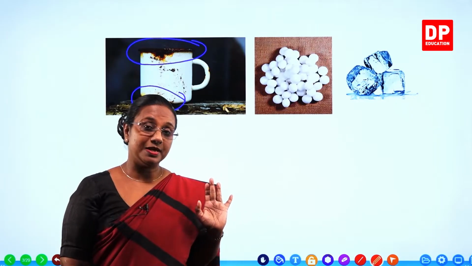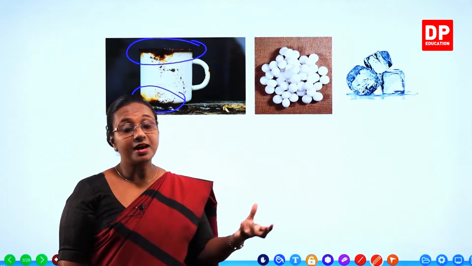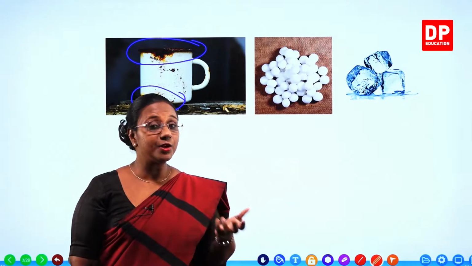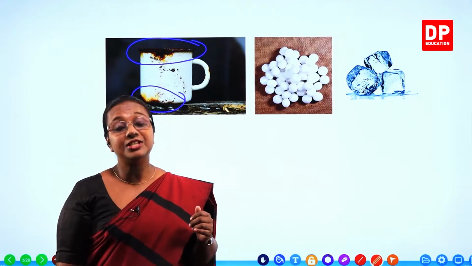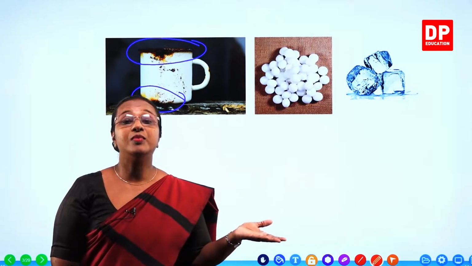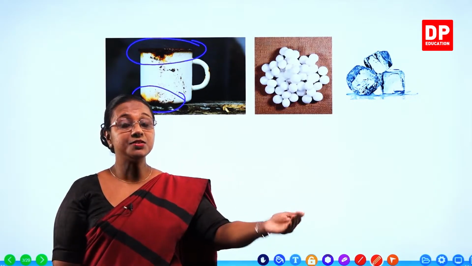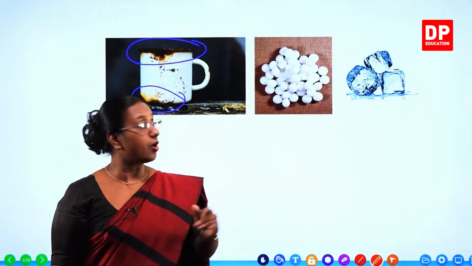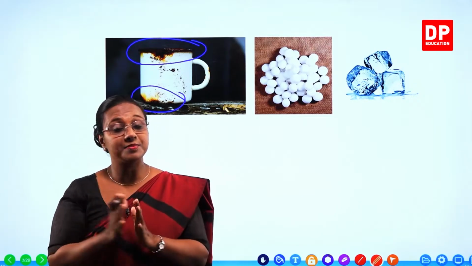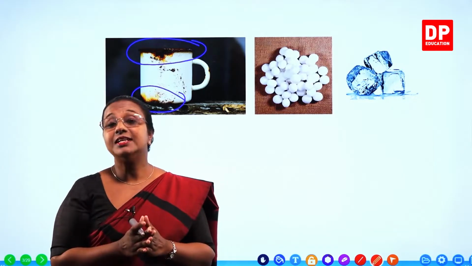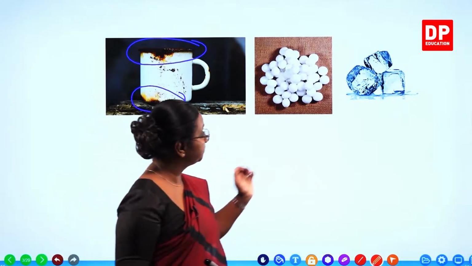So, there what happens? The size of the naphthalene ball decreases. After some time, the naphthalene ball itself will not be there. So, completely it can undergo a change. It can become vapor. It sometimes turns into a liquid and then vaporizes, or directly from the solid naphthalene we get the naphthalene vapor. Solid becomes a gas. So, that is another change that occurs in our day-to-day life. You would have seen it.